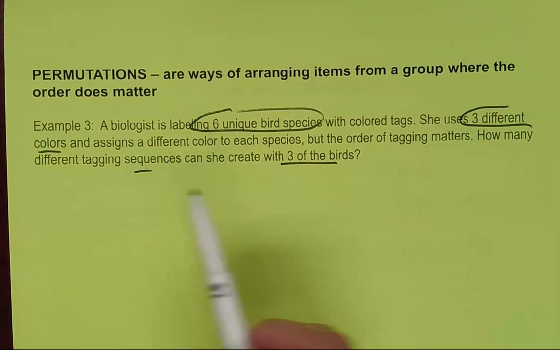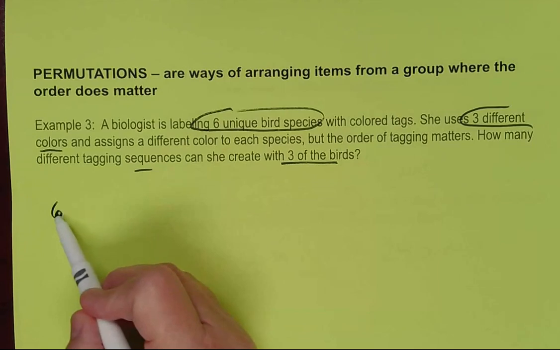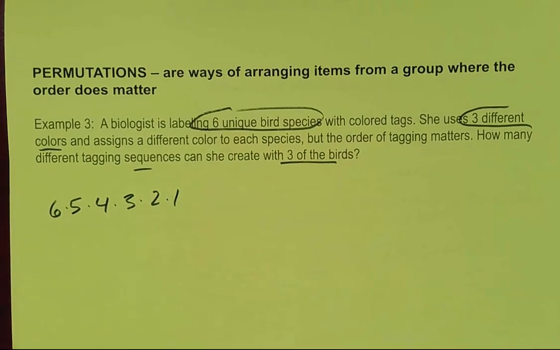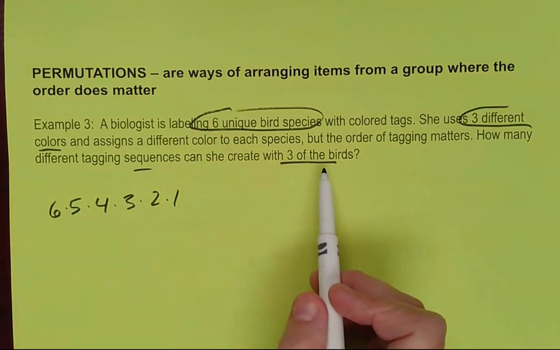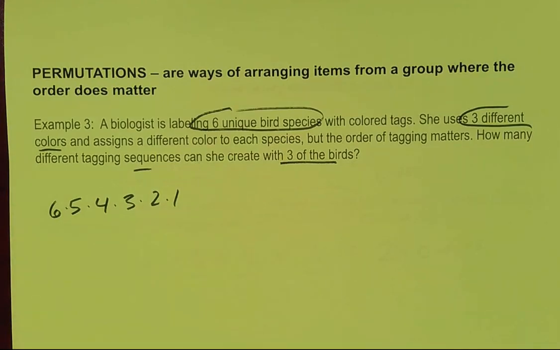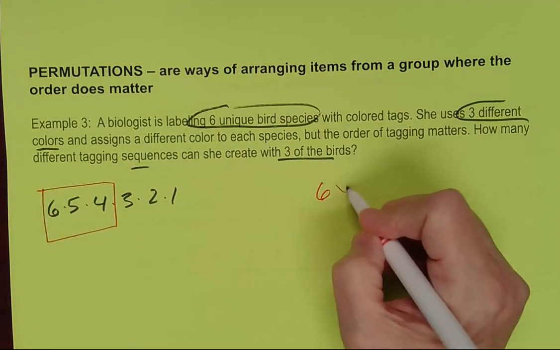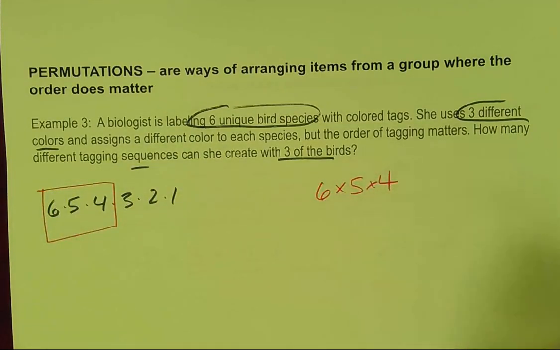If I were going to tag all 6 of them, I'd want to do 6 times 5 times 4 times 3 times 2 times 1. Okay, and that would tell me how many different orders I can tag those 6 different birds. But we're only going to tag 3 birds. So what we have to do is only multiply the first 3 numbers together. 6 times 5 times 4.